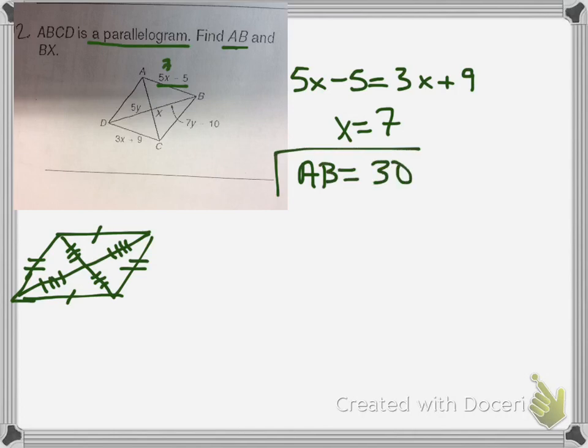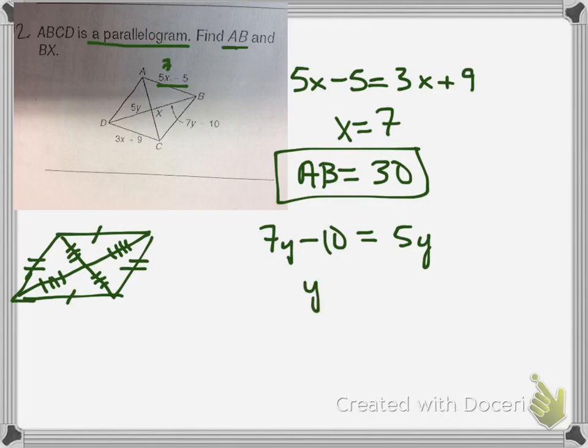So AB is 30. So you've got to put the 7 back in place of the x. Also, you can say here 7y minus 10 is equal to 5y. And again, we can do the numerical solve. In this case, because it's a y, you could type this in and say comma y, and it should still solve it. Either way, you should get y is equal to 2, but we want to find BX.